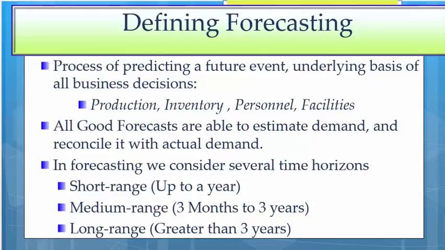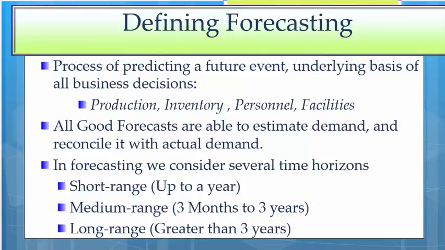Then we have these different time horizons with respect to forecasting. The first one is short range, so that's up to a year in advance, generally less than 3 months. We use this type of forecasting for things like purchasing, job scheduling, workforce levels, job assignments, production levels, that sort of thing.